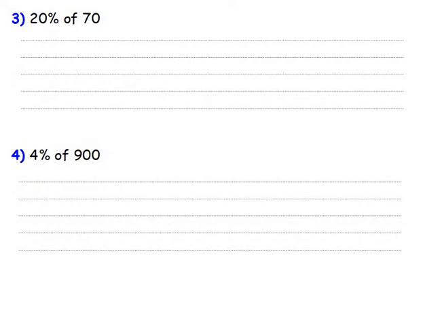The next example is asking us to find 20% of 70. And what you'll notice is that 20% is the same as 2 lots or 2 times 10%. So what we need to do first, we need to find 10% of 70. And to do that, we do 70 divided by 10, which is 7. And then 20%, we said is 2 times 10%. So that would be 2 times 7, which is 14.